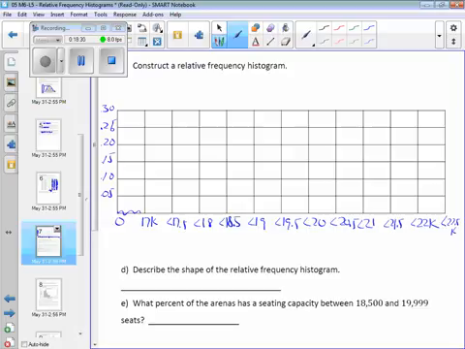Did I do it right? Yeah. Okay. 0.05, 0.10, 0.15, 0.20, 0.25, 0.30. All right, who wants to come up and put the first line where it should go?